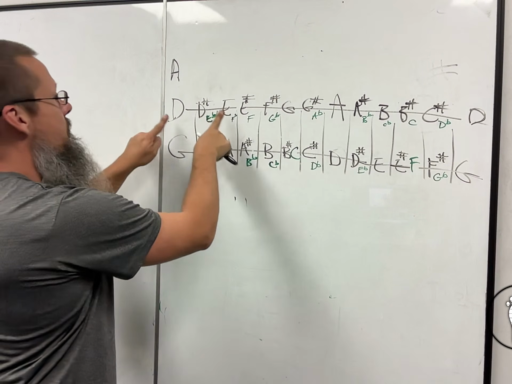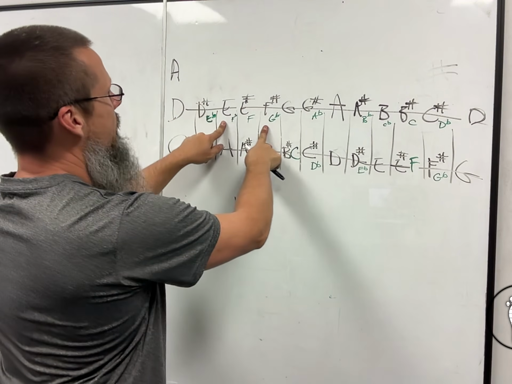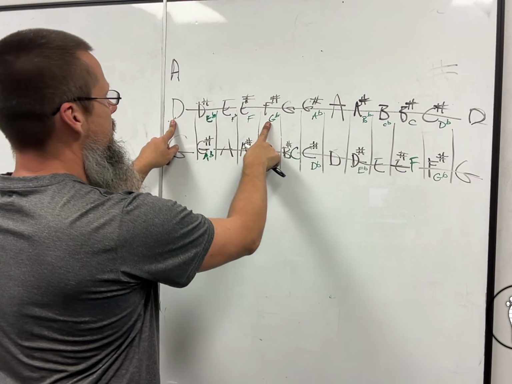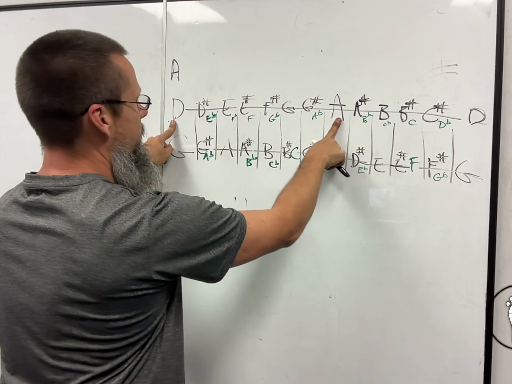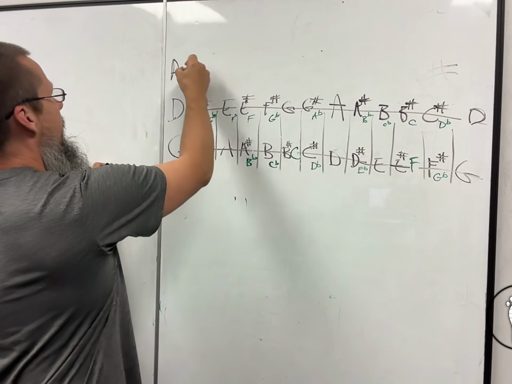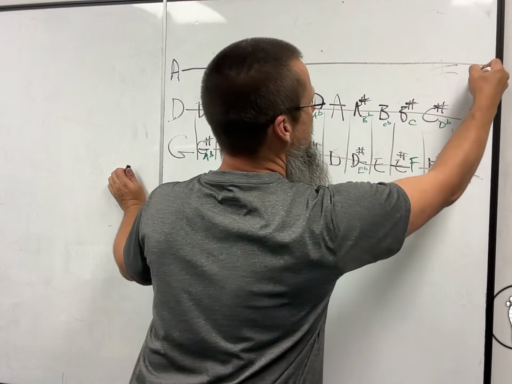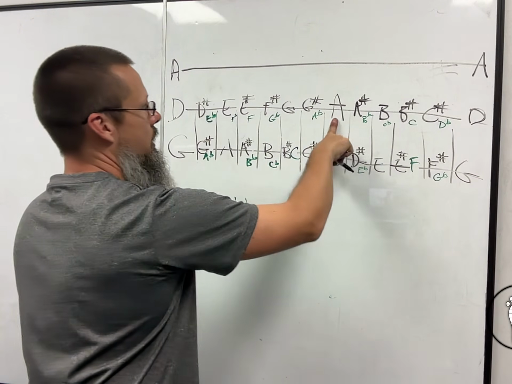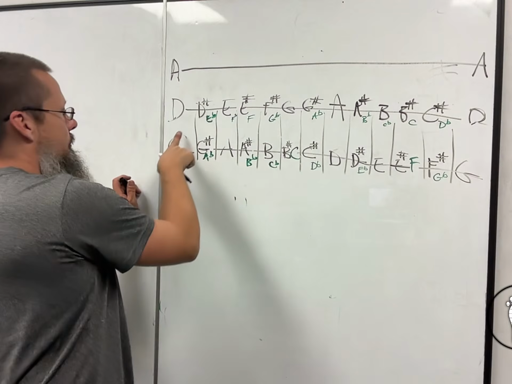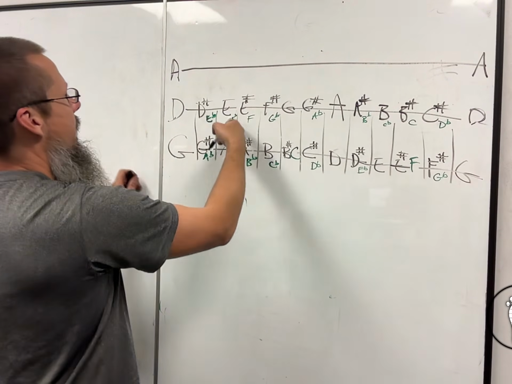D to E is a major 2nd. F sharp is going to be a major 3rd. When we go to the G, that is a perfect 4th, and then this is a perfect 5th. If we play our A line and go all the way up to A at the 12th fret, we have the same thing starting from here and then continuing from here, like half and half.